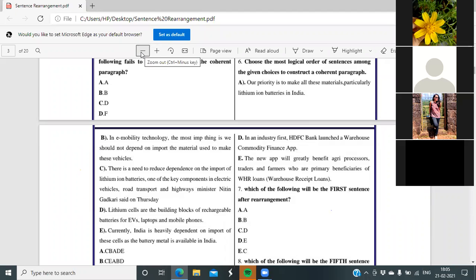Lithium cells are the building blocks of rechargeable batteries for EVs, laptops, and mobile phones. Currently, India is heavily dependent on import of the cells as the battery metal is available in India. Now, again, take a minute. Please read it carefully, then provide me with the answer.